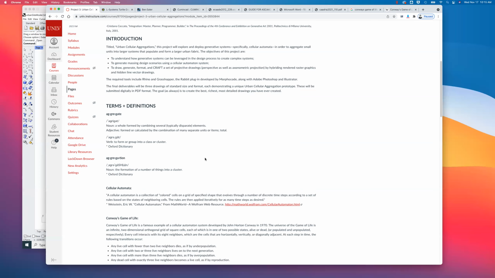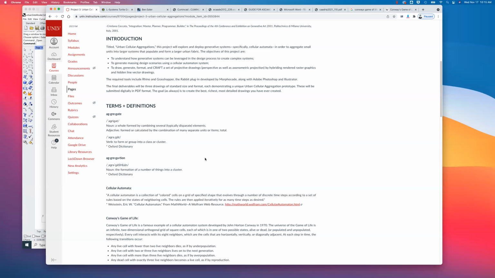We'll be primarily using axons. We'll do one perspective by hybriding rendered raster graphics and hidden line vector drawings from the things that we generate, or that are generated by our algorithms. In this case, we'll be using Rhino and Grasshopper, Adobe Photoshop and Illustrator. In addition to Grasshopper, we'll be using a plugin for Grasshopper called Rabbit, developed by Morphocode. A little bit about that in a minute.